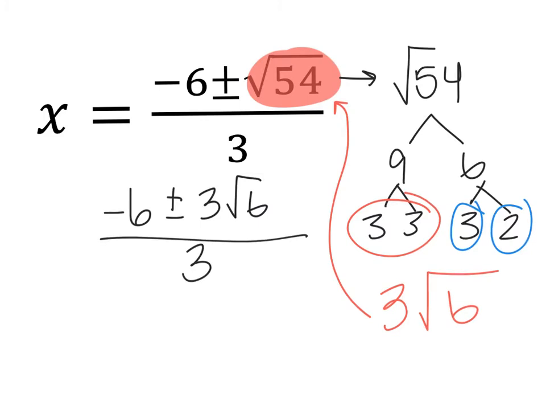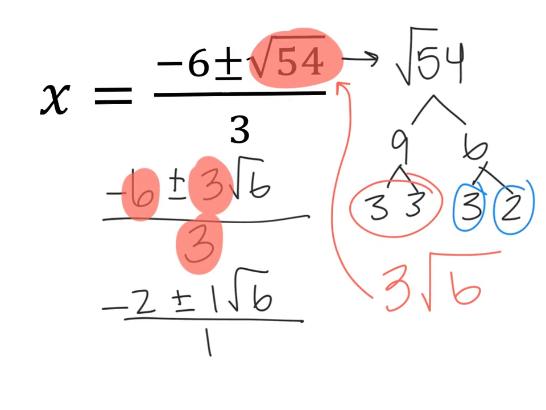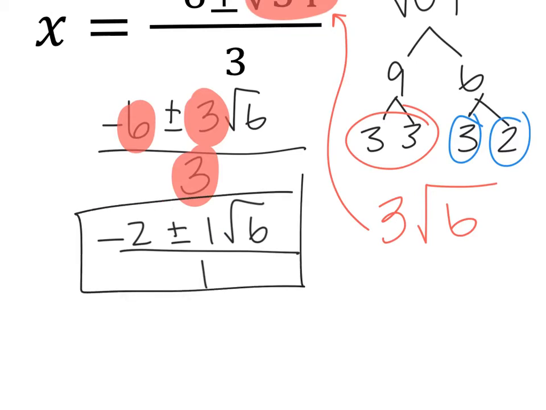Again, I can see that all of these are divisible by 3. We ignore the radical, because remember, the square root of 6 is not actually 6. So we leave the radical alone. So my answer, if I divide everything by 3, is negative 2 plus or minus 1 radical 6 over 1. Now, just like in the previous problem, we don't need the 1 here or the 1 here. So it could just be negative 2 plus or minus radical 6. But either way, there's your answer.